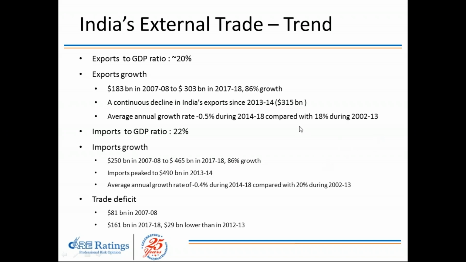India's trade deficit was $81 billion in 2007-8, which widened to $161 billion in 2017-18, which was, however, $29 billion lower than in 2012-13.